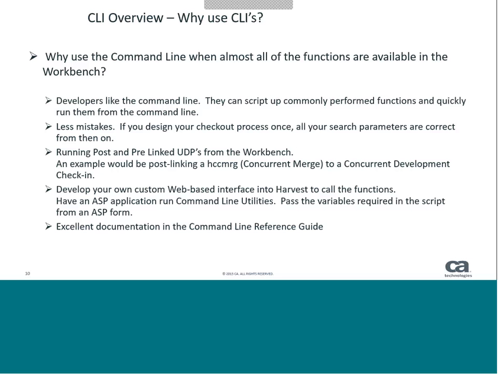You can develop your own custom web-based interface into Harvest to call functions, or your mobile-based interface. You can do whatever you need to do. You could write your own web services API that talks to the command line interfaces, and you could have your mobile application talk to your web services API that talks to the command line tools, that then talks to Harvest and performs a function and gets the data back to your web services API that pushes it back to your mobile interface. There's all kinds of ways that you can actually use CLIs. And again, CLIs are a great integration engine into Harvest and out of Harvest as well.